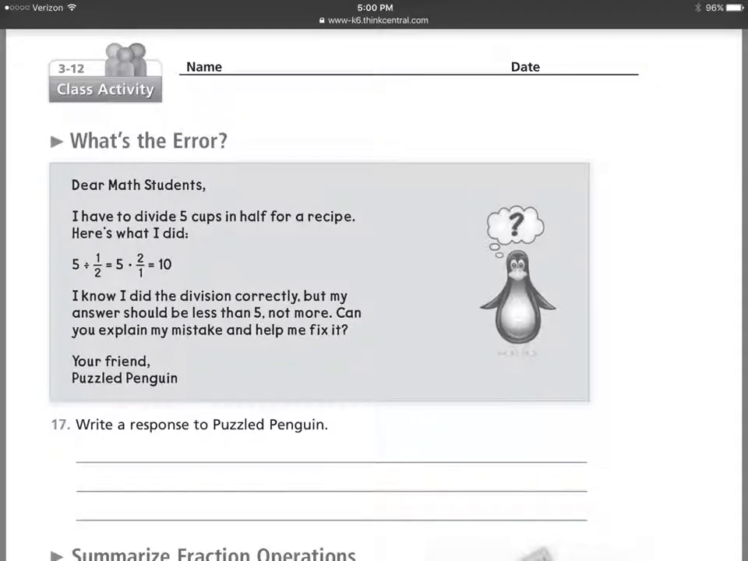You will go ahead and complete the next 2 problems on page 99 just as soon as we're done going over page 100. First thing I'd like you to do is number 17. The puzzle penguin has been up to it again. He's made a mistake. Your job is to find the mistake and then write a response explaining what he did wrong.